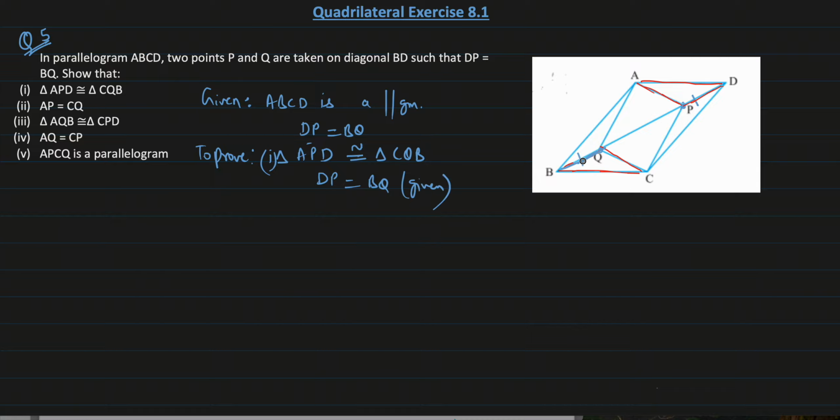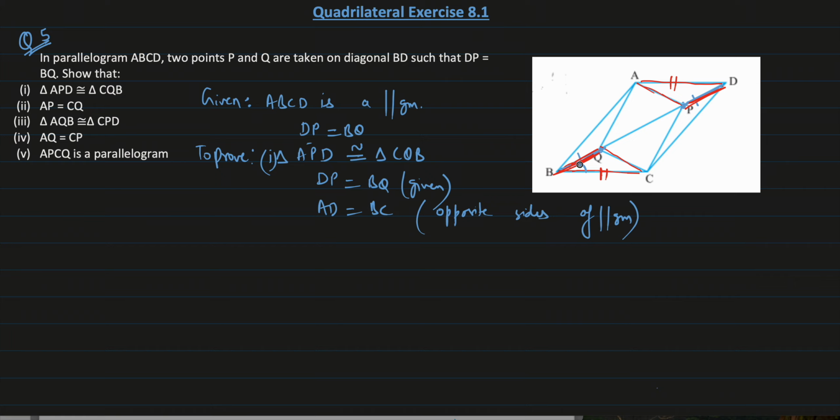Now these two are equal, BQ and DP. Now I can say that BC also equals AD. What should be the reason for that? AD equals BC, opposite sides of a parallelogram, as ABCD is a parallelogram, so I can use that. Fine. Now two sides are there. The third side I cannot use because it's not given that QC and AP are equal.